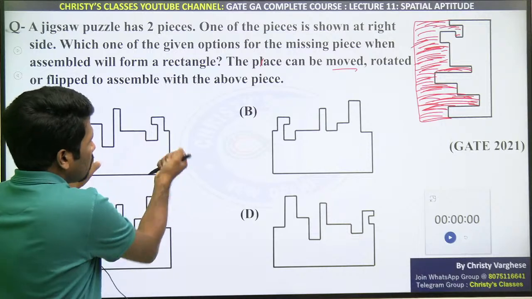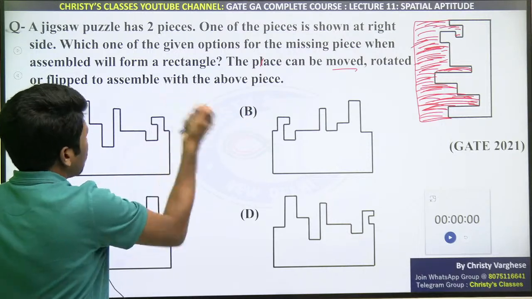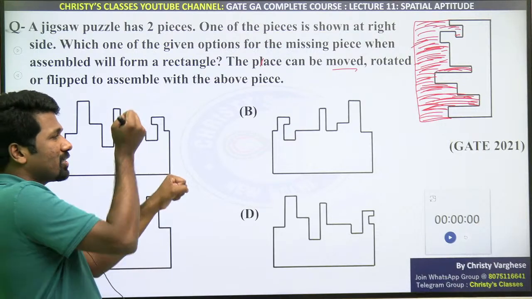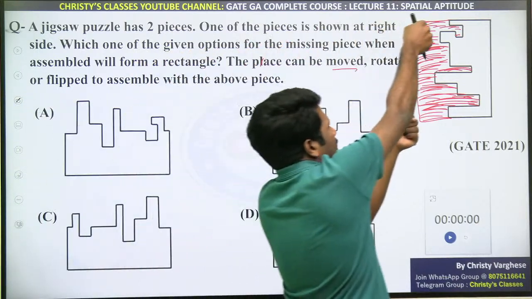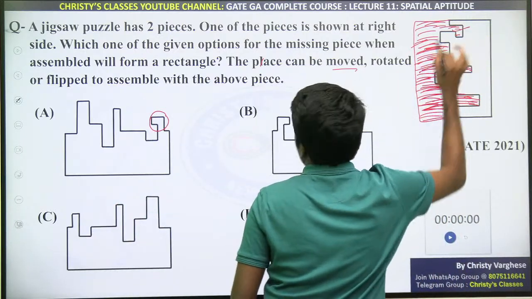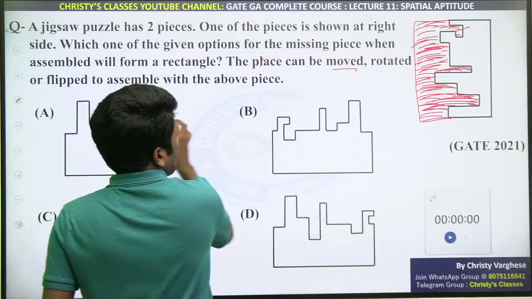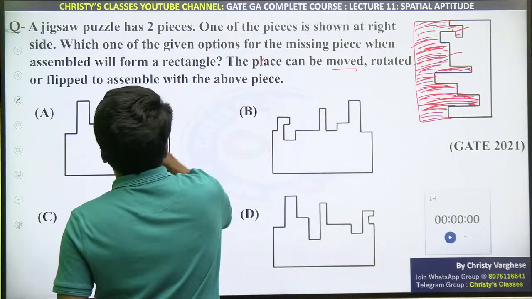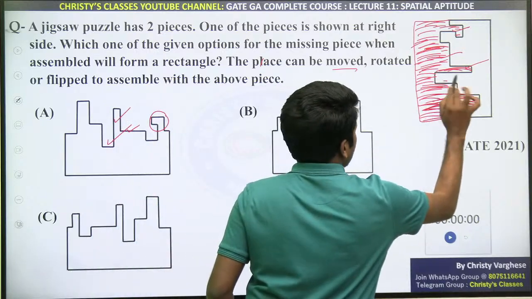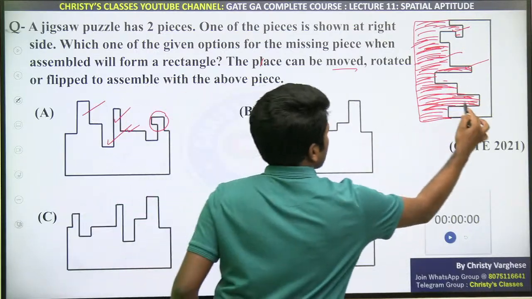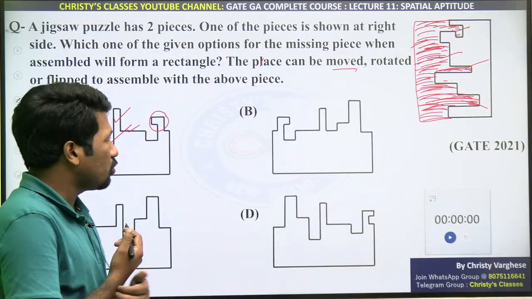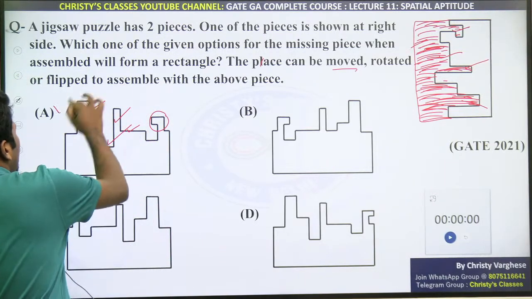Ye image ko, mujhe moving, rotating, flipping, all are okay. So I am taking it and taking this direction, placing it here. That means this part will match with this part. This part will match with this part. And all parts will be fitted properly. Are you understanding? So option A is the answer.